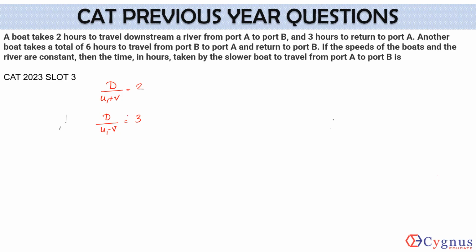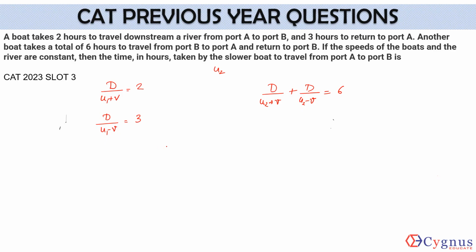Fine. And another boat takes a total of 6 hours to travel from port B to port A and return to port B again. That means the total time taken by the second boat will be only 6 hours, while the time taken by the first boat is 5 hours. That means the speed of the first boat is more than the speed of the second boat. Let's say the speed of the second boat is U2. So the second boat will travel these D kilometers. D by U2 plus V will be the downstream time plus D by U2 minus V will be the upstream time, and this total time is given equal to 6.